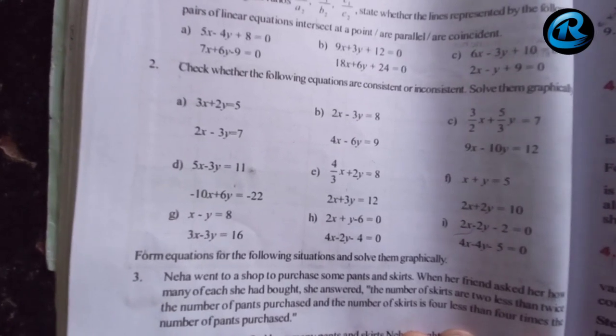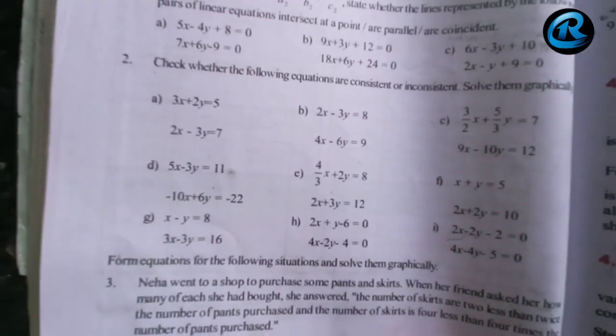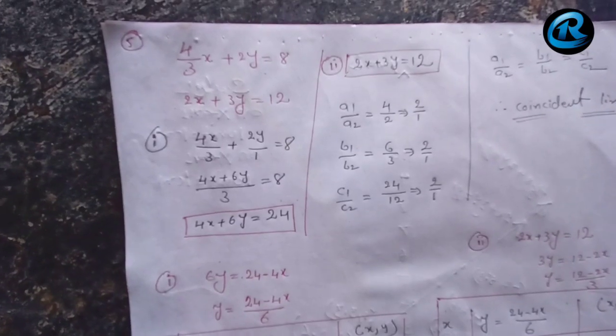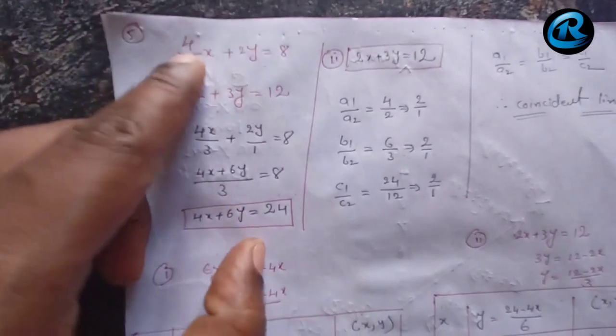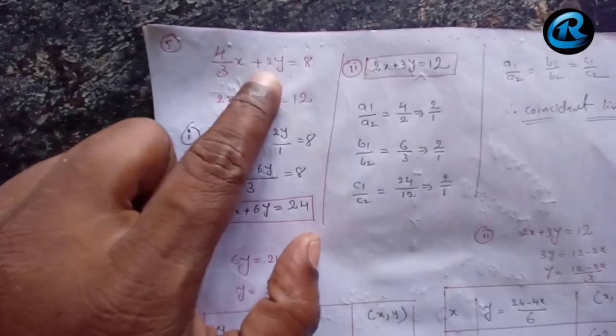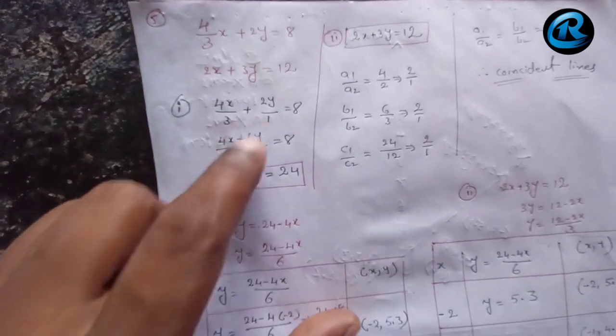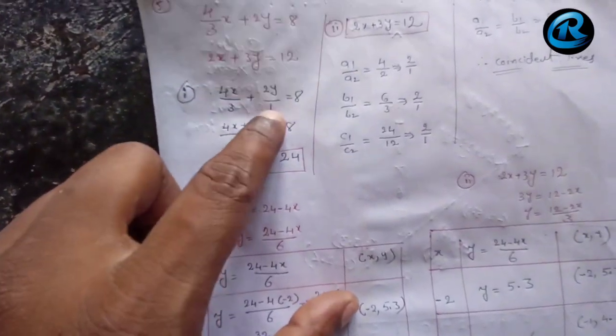Question E, fifth one. 4 by 3 into x plus 2y equal to 8. 2x plus 3y equal to 12. This is the question now, fifth one. Same question, 4 by 3 into x plus 2y equal to 8. It is in the fractional form, no? Let us simplify that. This 2y we will write as 2 by 1.